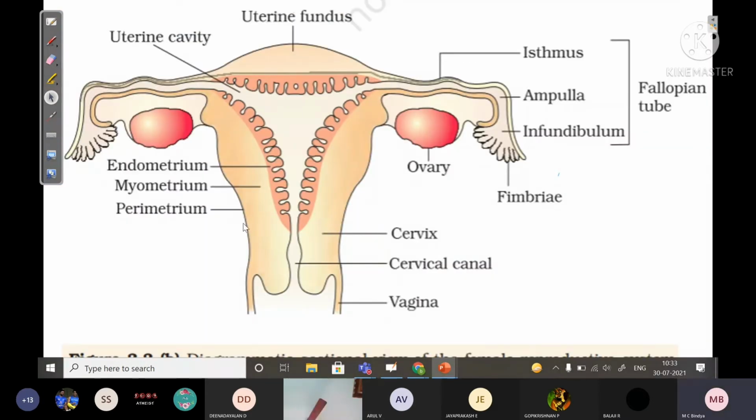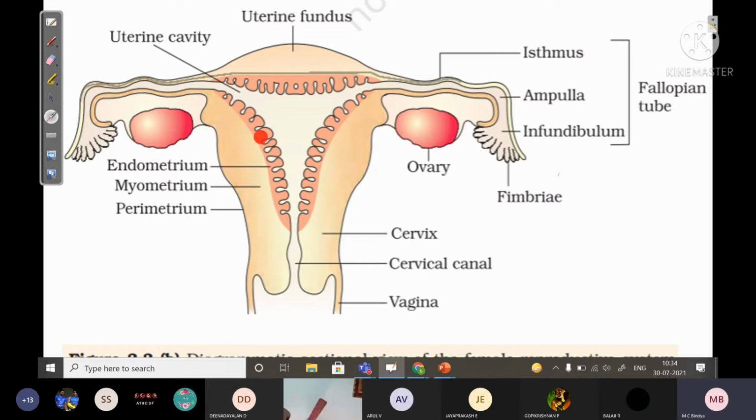This is the female reproductive system. These are the accessory ducts of the female reproductive system: fallopian tube, ovaries, uterus, cervical canal, vagina, and these muscles. So the muscles of the uterus are called myometrium, and the lining of the uterus, which is richly supplied with blood vessels, is called endometrium. The protective covering here is called perimetrium.